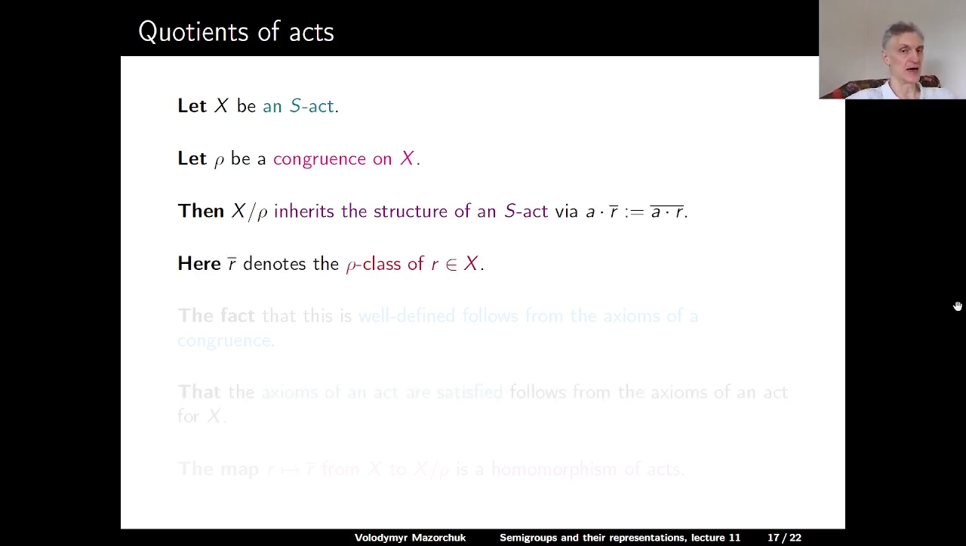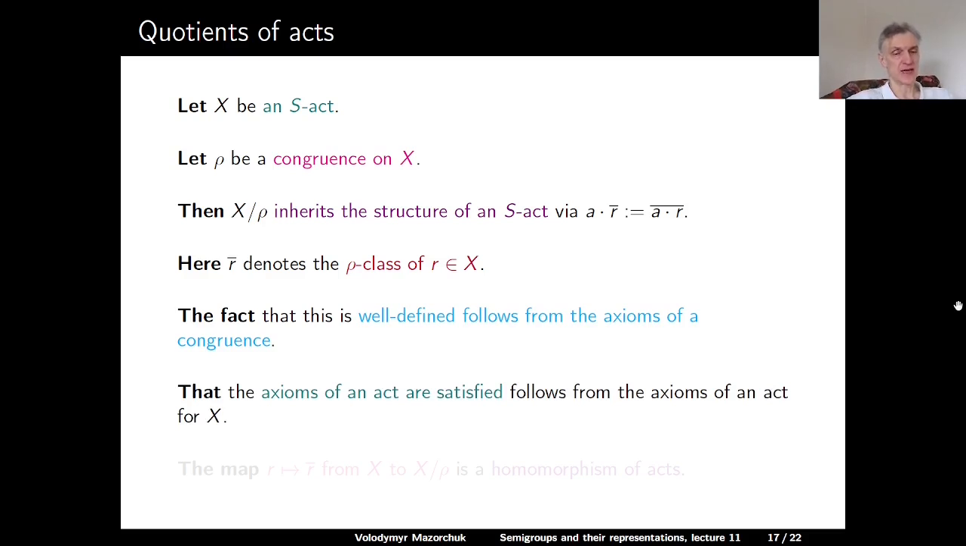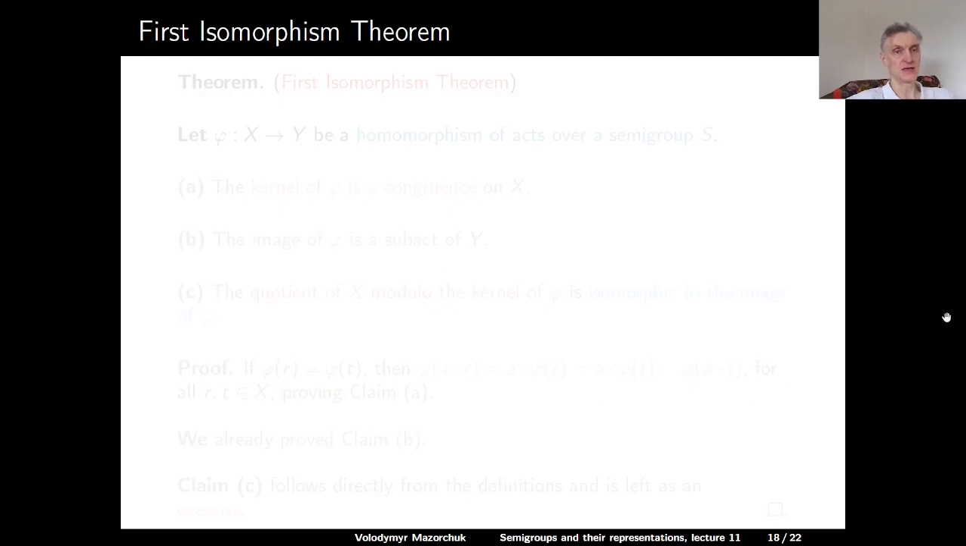So here r-overline denotes the ρ-class of an element r in X. So the fact that this is well defined follows from the axioms of the congruence, and the fact that this gives an S-act follows from the fact that X was assumed originally to be an S-act. And then we have a map which sends an element r in X to its class r-overline in X/ρ, and this map is a homomorphism of acts. And then we have the first isomorphism theorem.